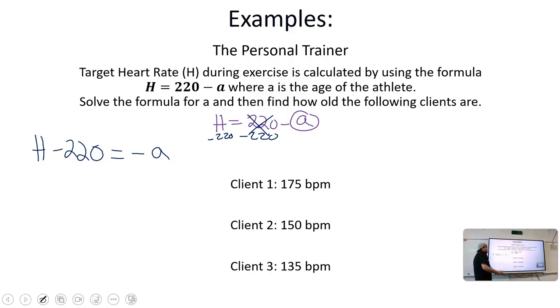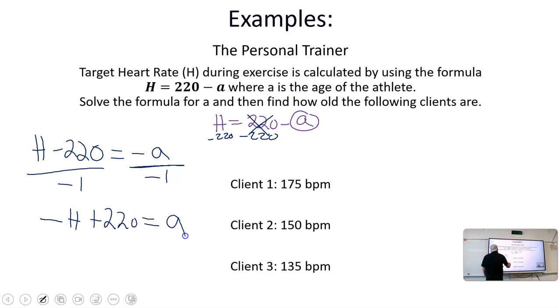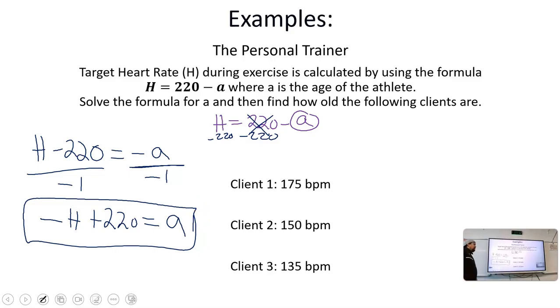And we don't want the minus to stay there. We want to know what positive A is for their age. So we're going to divide everything over here by negative 1. So we end up getting negative H plus 220 equals A for my formula. Okay, so now all I have to do to find the age of all these different clients is just take in their beats per minute and plug it in.